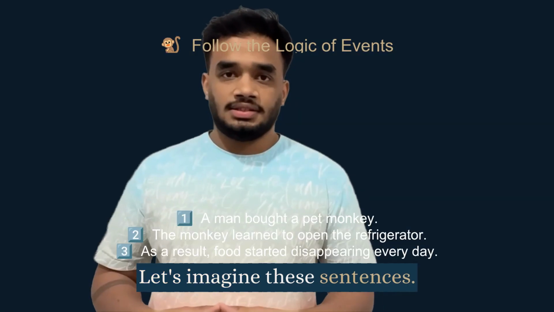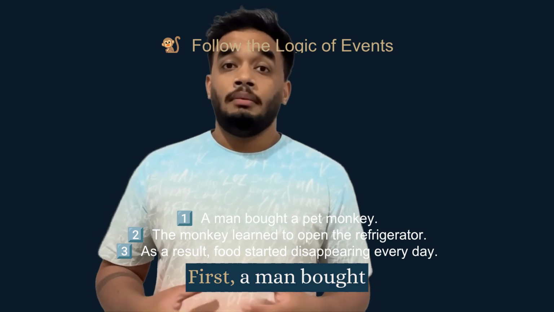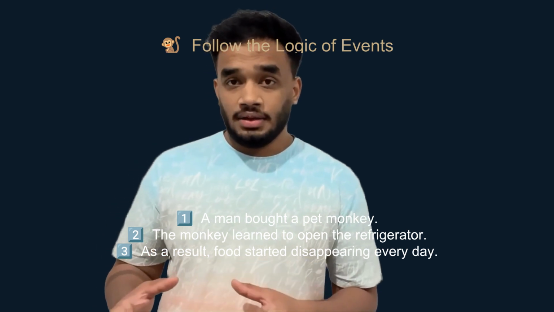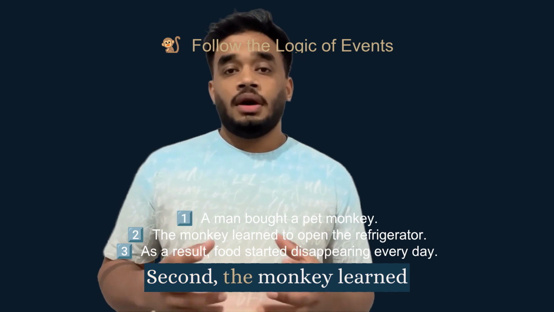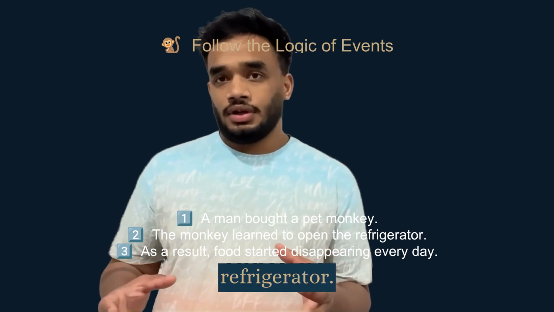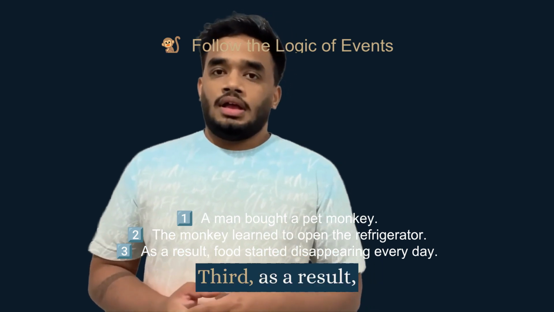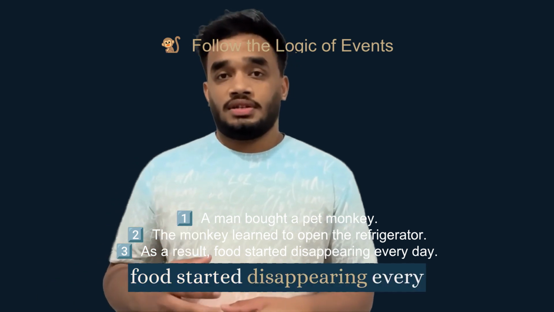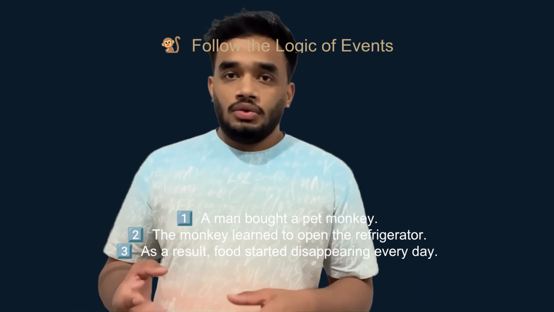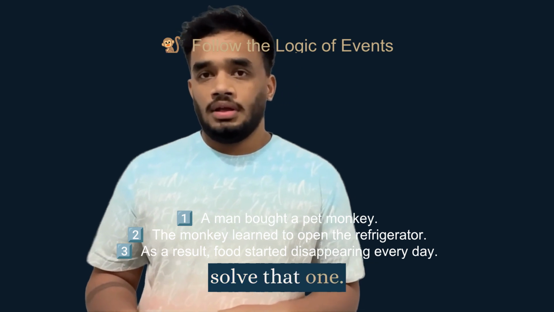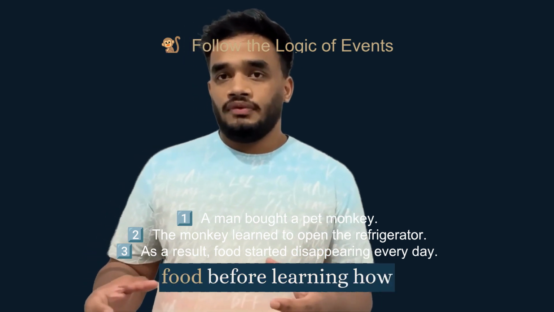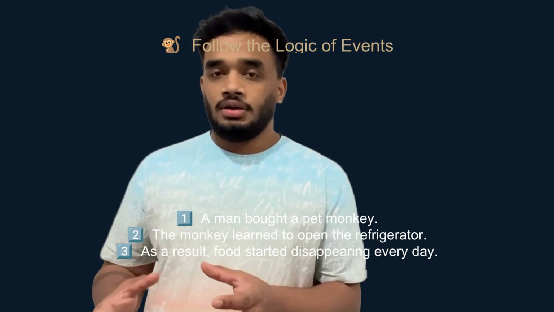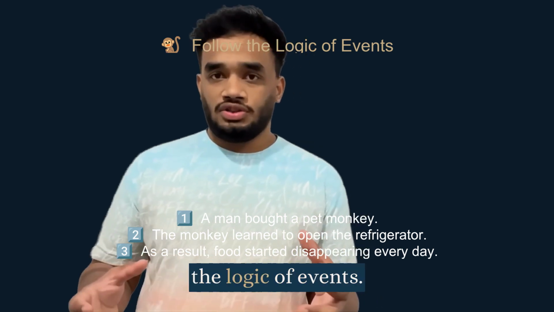Let's imagine these sentences. First, a man bought a pet monkey. Second, the monkey learned how to open the refrigerator. Third, as a result, food started disappearing every day. You don't need to be Sherlock Holmes to solve that one. The monkey can't steal food before learning how to open the refrigerator. The sequence must follow the logic of events.